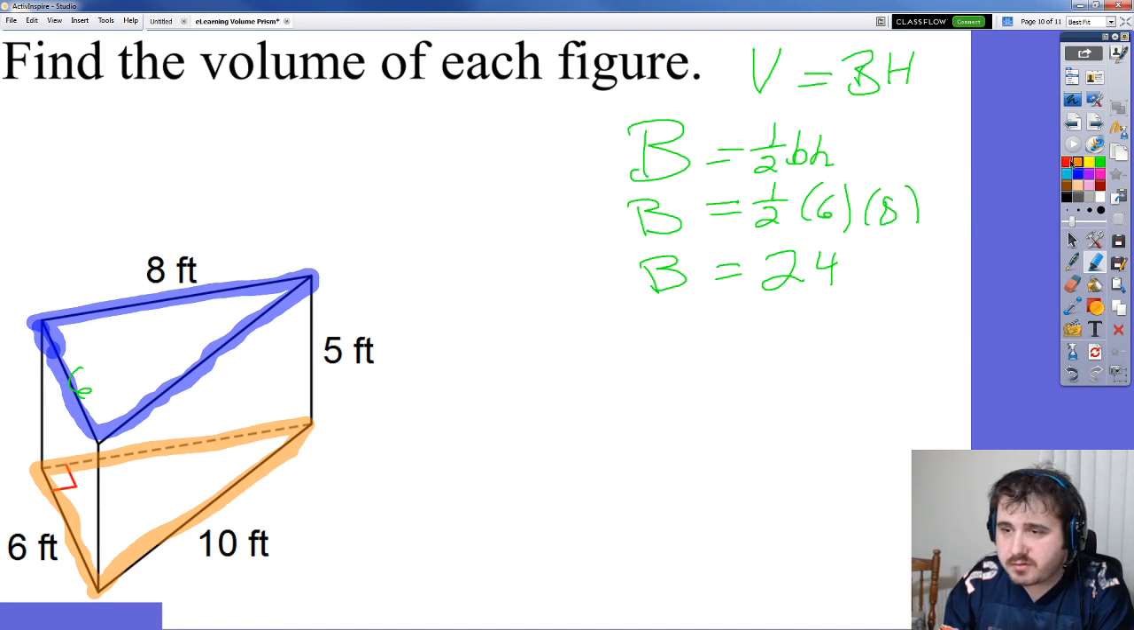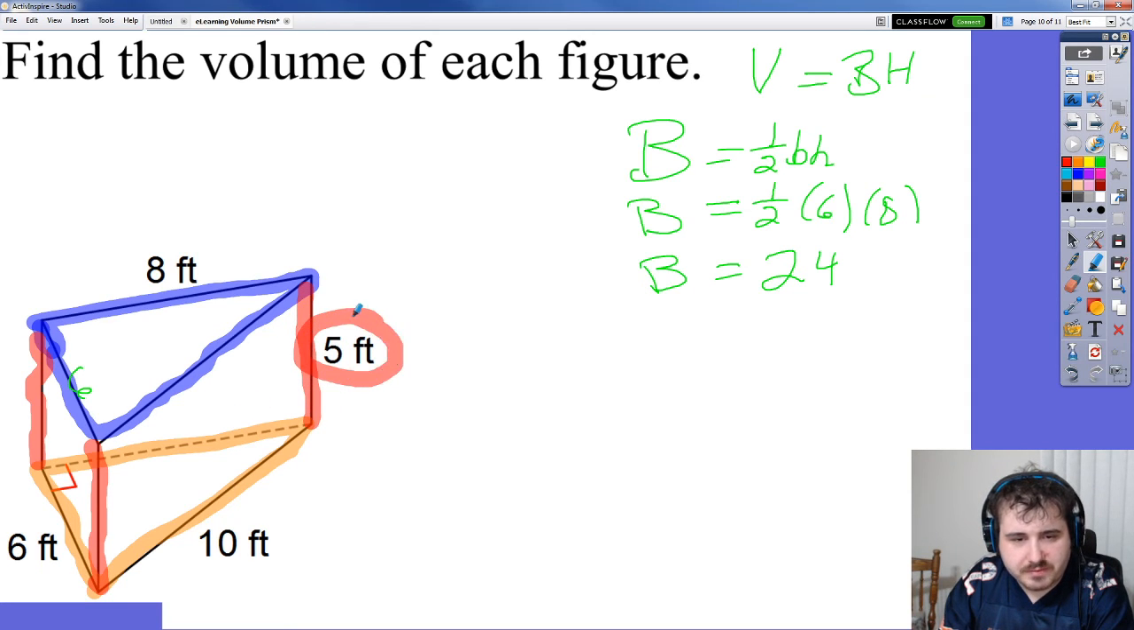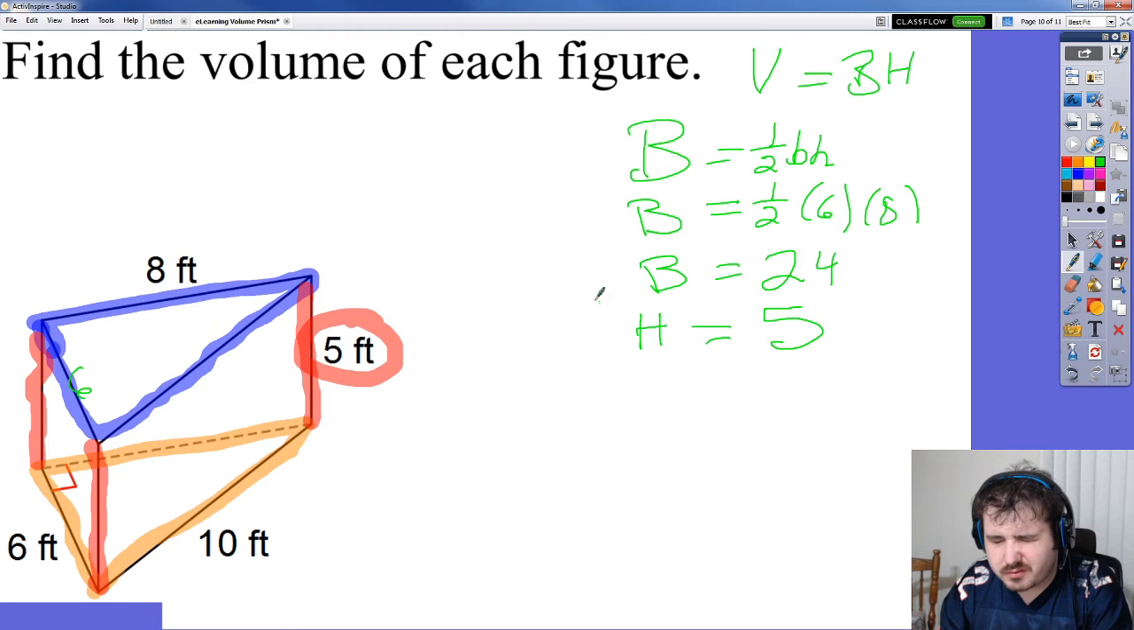No. In order to see the height of the whole prism, we have to be going from base to base. So that's these that I'm highlighting in red. That's a height. That's a height. That's a height. And so look, the height is going to be 5. Don't be afraid to use colors and stuff like that. It will help, I promise.